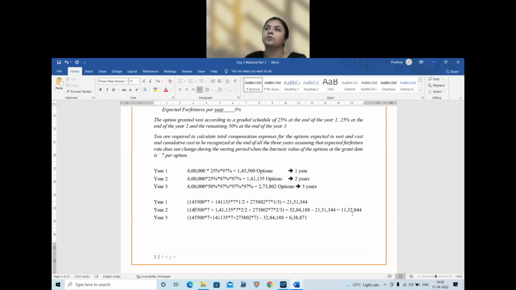And third year, total expenses for 3 years. So 145,500 into 7, 141,135 into 7, 273,802 into 7, minus whatever you have recognized up to 2 years, gives you the final answer. Okay. So this is your vesting calculation. Always do cumulative calculation. Never do independent calculation for the years. Year 1, do year 1 alone. Year 2, do year 1 plus year 2 minus whatever has been recognized. So only if you do cumulative calculation, it becomes easy for calculating the vesting value.